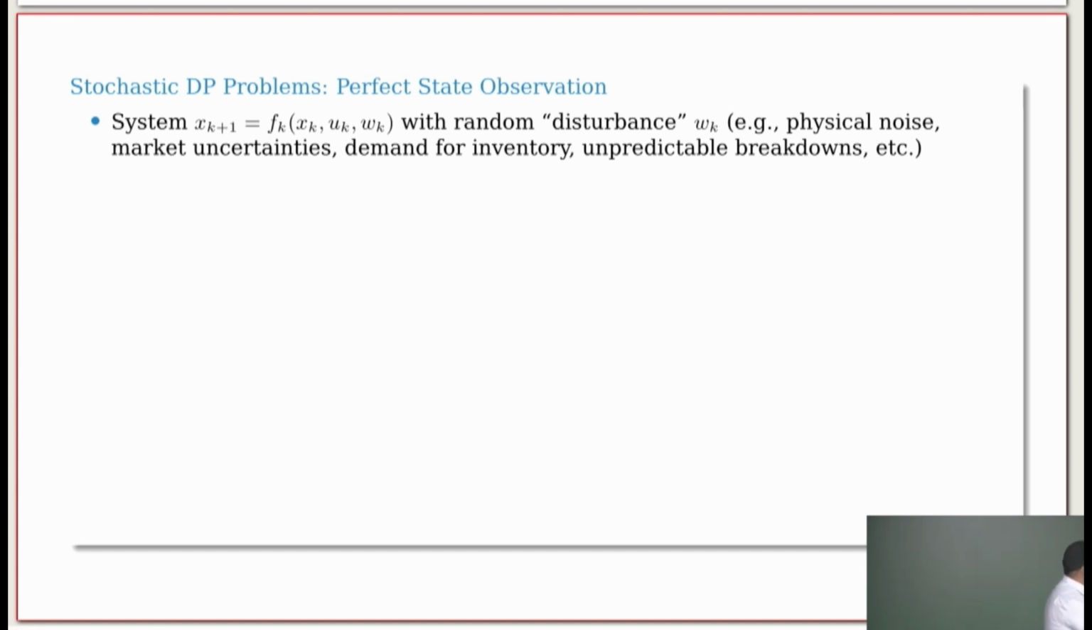Now again, depending on the problems that we saw, this w could be some physical noise. For example, the robot going through a certain path encountered some noise in the sensor or things like that, or even the terrain uncertainty. It could be market uncertainties when you do portfolio optimization, a spike in the inventory demand, or even unpredictable breakdowns could be assumed as some kind of disturbance.